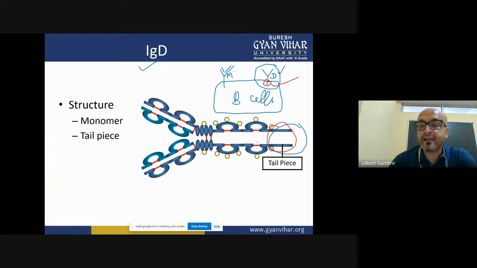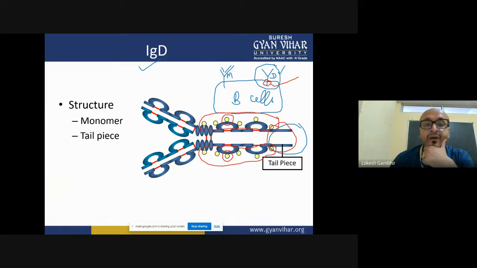Then next, in immunoglobulin G, you see that only one carbohydrate moiety was present on constant region 2. But here there are multiple carbohydrates or oligosaccharides present on the complete length of the constant region. So there is a higher degree of glycosylation.